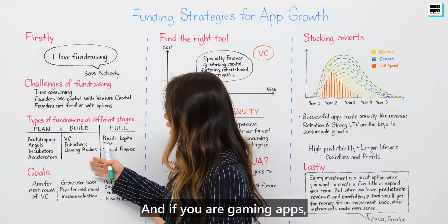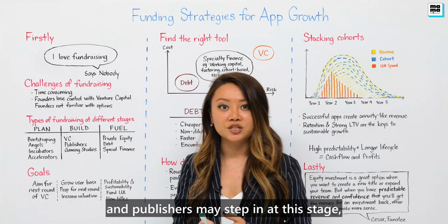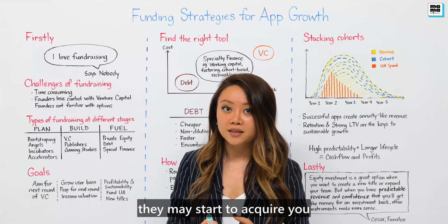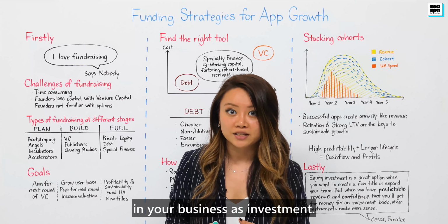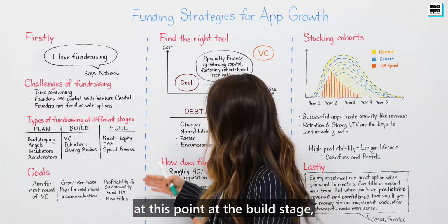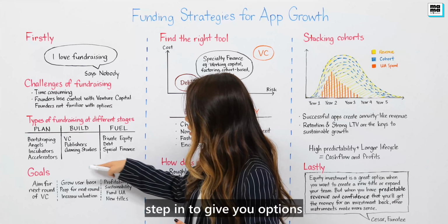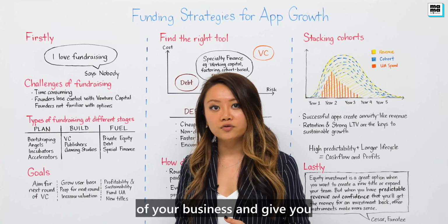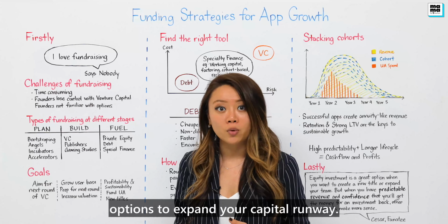And if you are a gaming app, some of the larger gaming studios and publishers may step in at this stage if your business has demonstrated a profitable growth trajectory. They may start to acquire you or take a stake in your business as an investment. And if your early metrics look strong, at the build stage, specialty financing may already step in to give you options to increase the liquidity of your business and expand your capital runway.